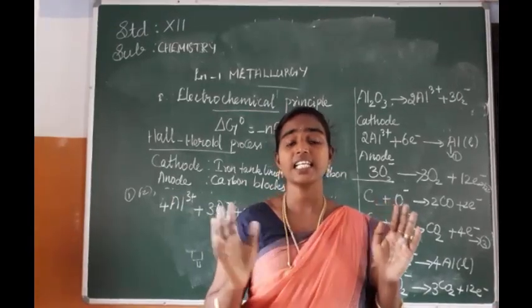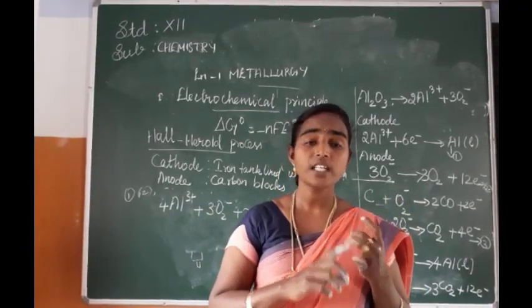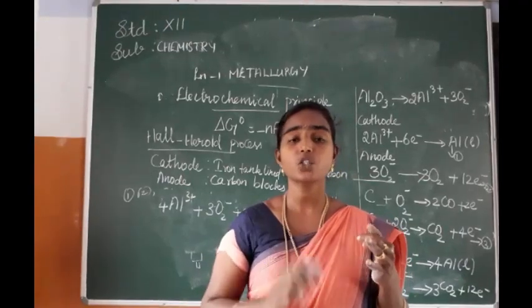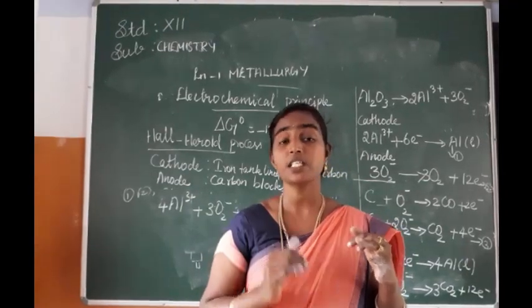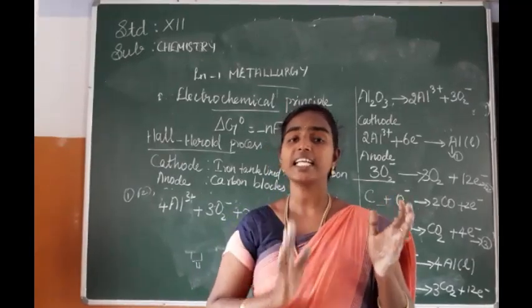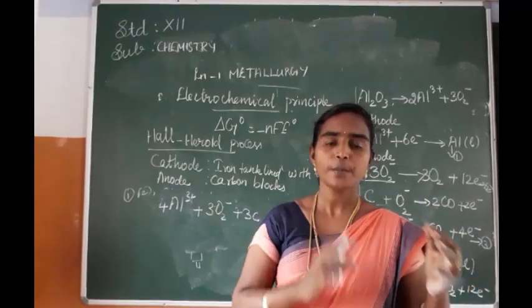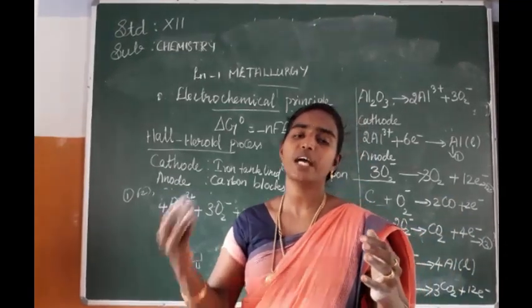Next, leaching. First method, cyanide leaching, is important. Gold and silver ores are purified by this leaching method, especially cyanide leaching. Cyanide leaching means that to the particular impure ore, we have to add a solvent.